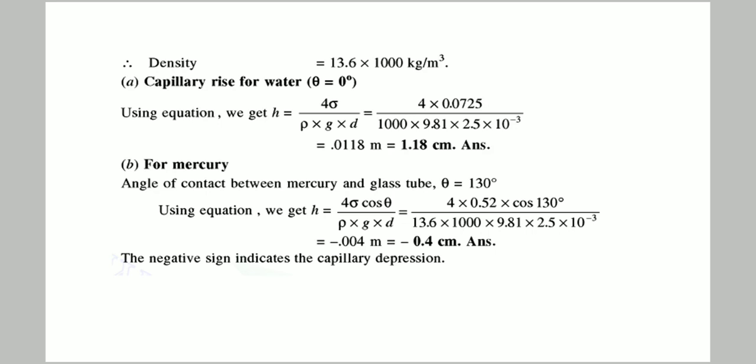For mercury, it is depression. When we insert a tube in mercury, the level in the tube falls below the surface level. So hence it is a fall, and we use the formula of capillary fall. And to denote the fall, we represent it with a negative sign. Okay. So by substituting the given values, you can easily obtain the answers.